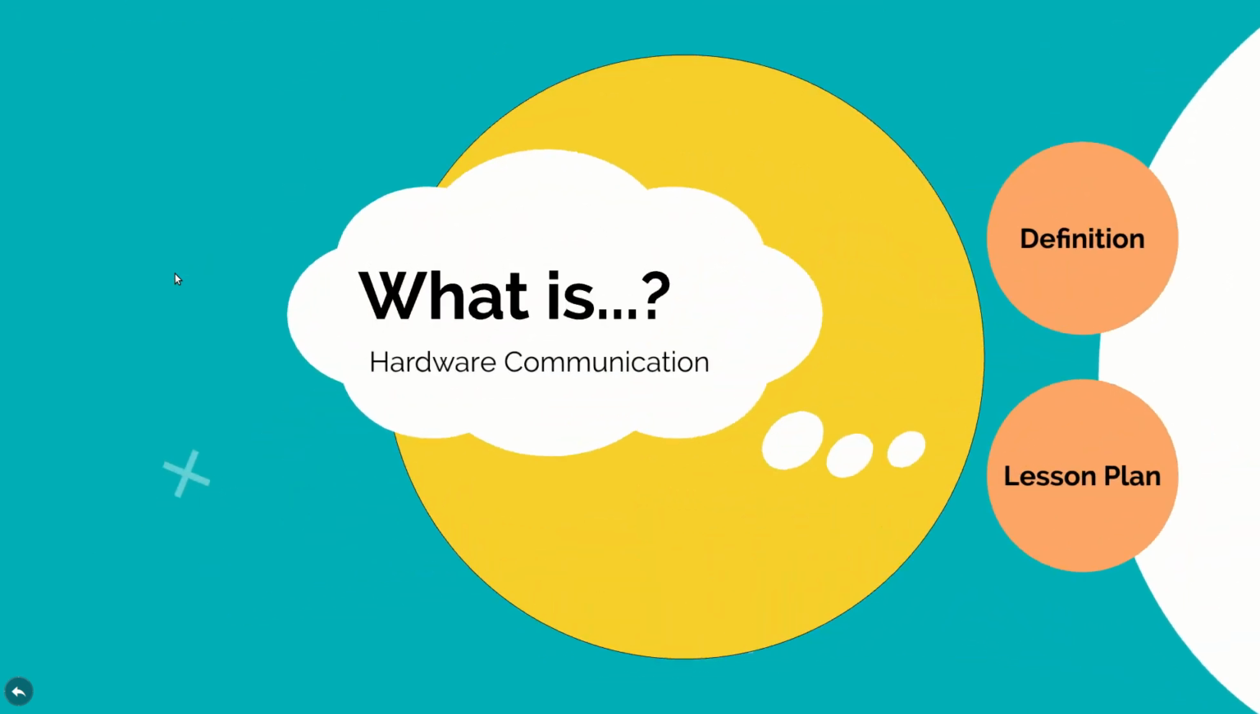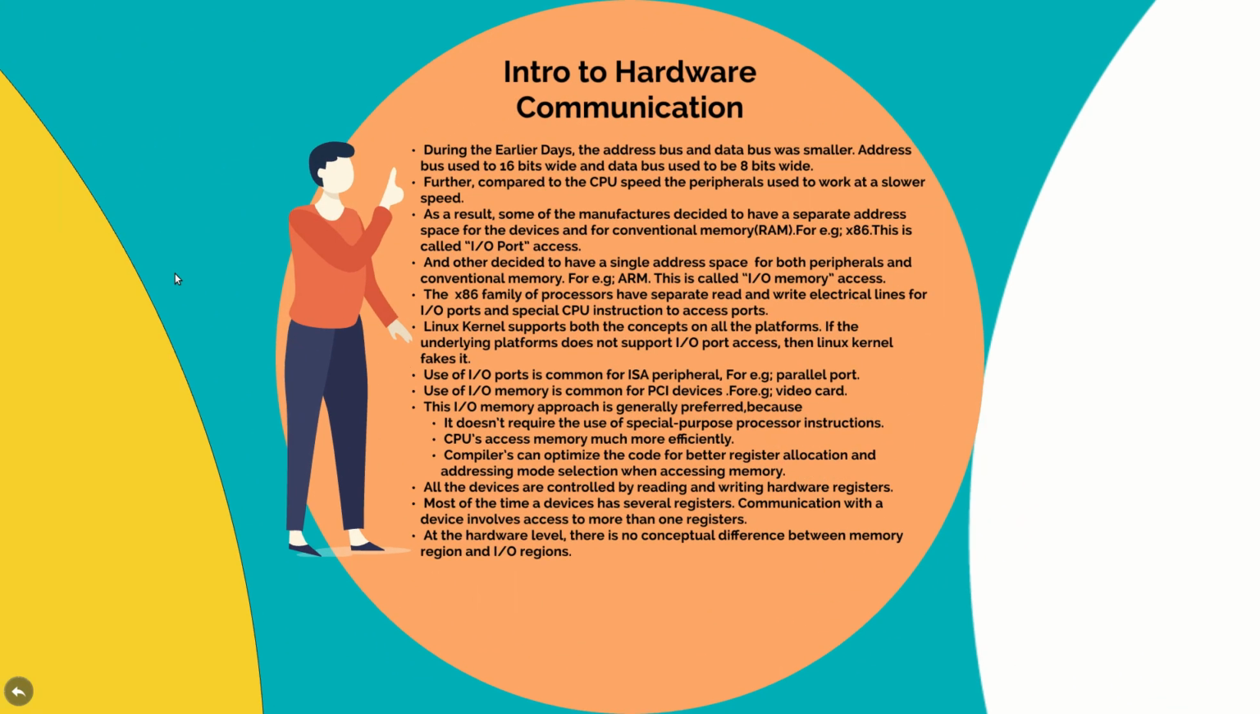Before going into memory management, I just want to give you a brief about what is hardware communication. During the earlier days, the address bus and the data bus were smaller. The address bus used to be 16-bit wide and the data bus used to be 8-bit wide, right? Compared to the CPU speed, the peripherals used to work at a slower speed.